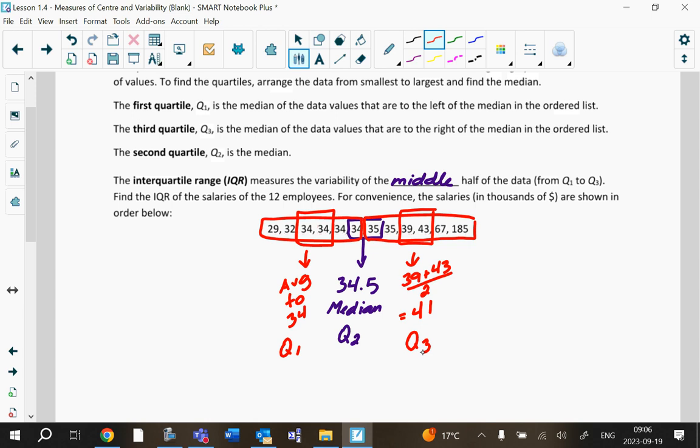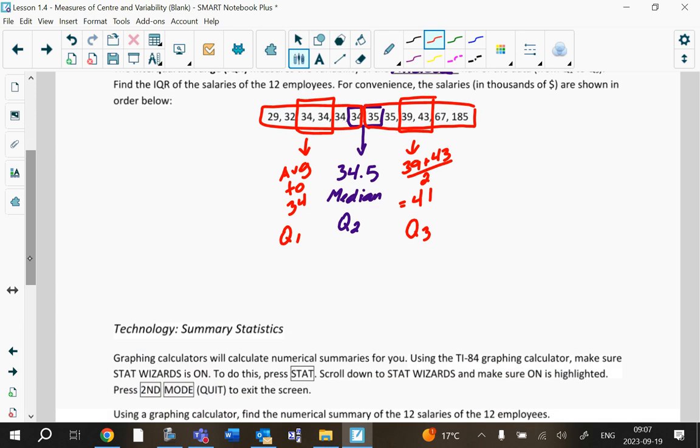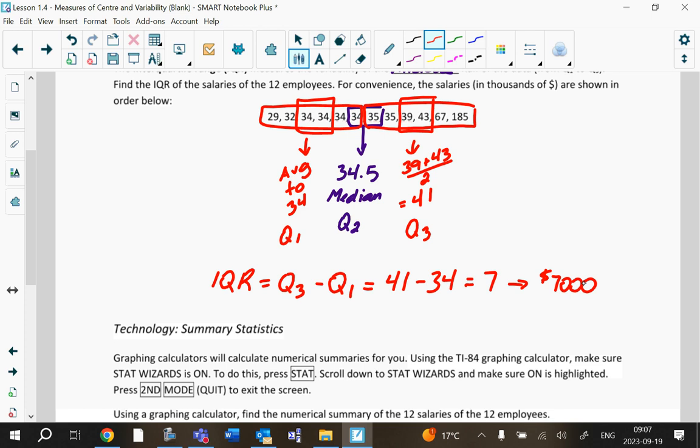So quartile splits the data into fourths. Bottom 25%, next 25%, next 25%, highest 25%. So now the only thing left to do is to find the IQR. We just take the value of Q3 minus Q1, which is 41 minus 34, which is 7. Which converts to $7,000. Again, units.